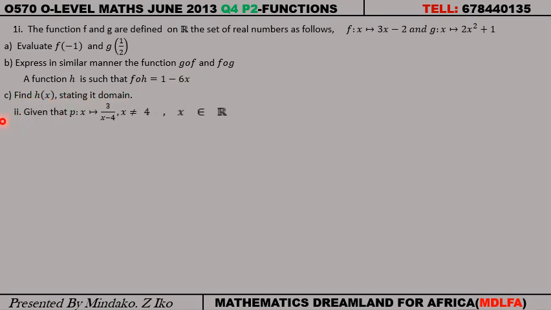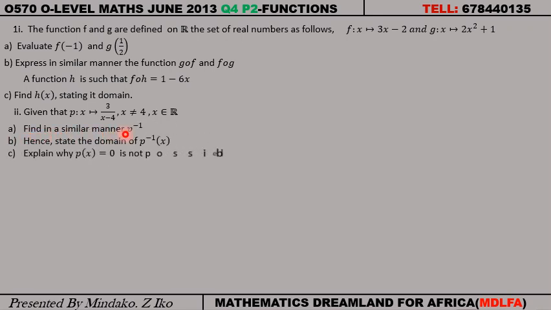Question 2 reads: given that P is such that x is mapped onto 3 over x minus 4, x different from 4, and x in R. Part A says find in a similar manner P inverse. Part B says hence state the domain of P inverse of x. Part C says explain why P of x equal to 0 is not possible.